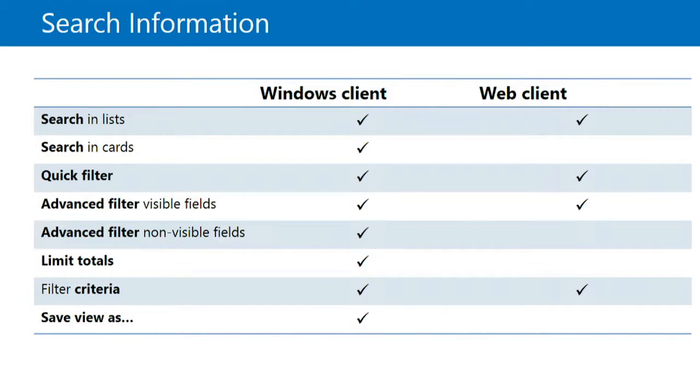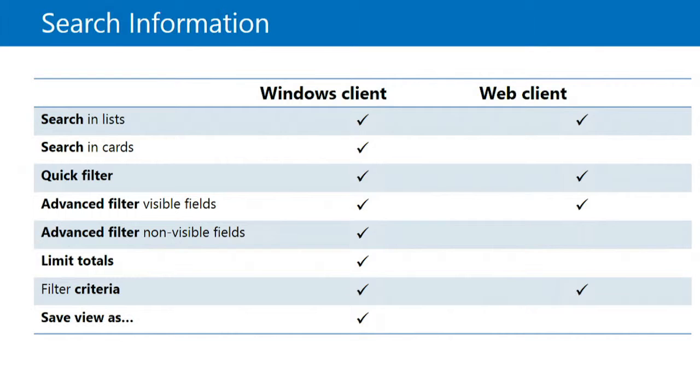Because in the application we can have a mass of data, we need to have effective and efficient search and filter options. Now in this topic we will have a look at how we can search and how we can filter, and also here we will need to make the difference between the Windows client and the web client. So let's start with an overview.